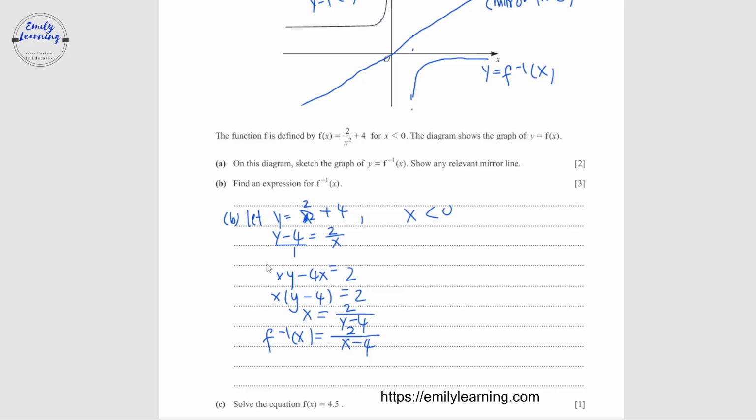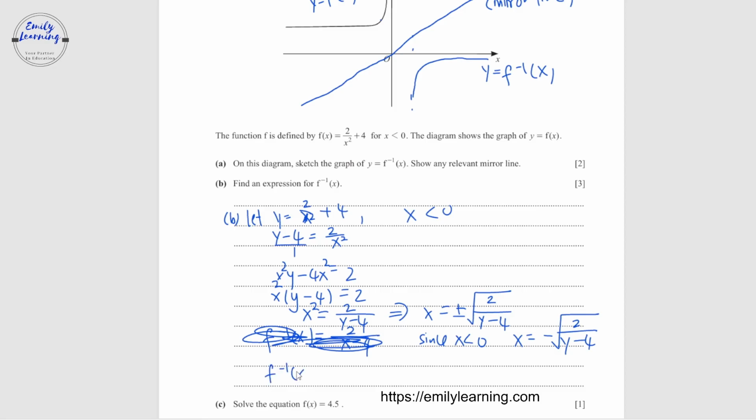Oh sorry, there's a square. So let me put in the square. Okay, so let me erase this first. So x is equals to plus minus square root of 2 over y minus 4, right? And because x is lesser than 0, we will take the negative portion. Okay, so now we find f inverse x. So f inverse x is basically just replace the y here with x. So this will be the expression for f inverse x.